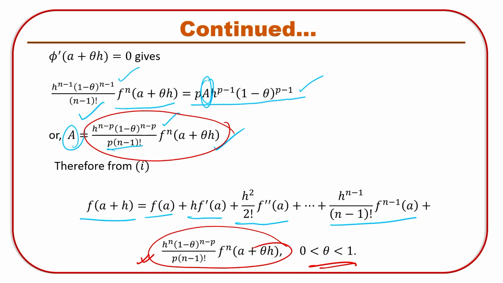So, that was the Taylor's theorem, and we have mathematically proved it by constructing a phi function such that the constant A coming in phi x can be chosen so that phi a equals phi of a plus h. The last term, h power n (1 minus theta) power n minus p over p into (n minus 1) factorial f n of (a plus theta h), is called the remainder after n terms, and it is denoted by R n, and it is called Schlomilch-Roche form of remainder.